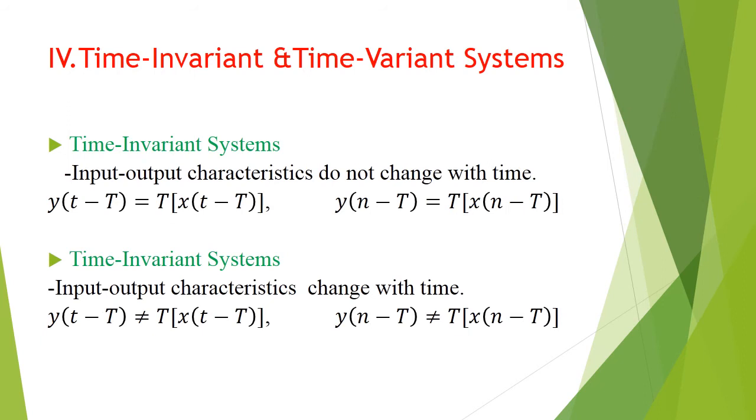The next type is time variant and time invariant systems. From the name itself we can understand: time variant means time varying, and time invariant means time does not vary. A time invariant system means the input output characteristics do not change with time. Here the output is delayed by time capital T and the input is also delayed by time capital T. This is for continuous time and this is for discrete time. A time variant system means the input output characteristics change with time. So if the input is delayed by time T, the output will not be equal to that input delay. So it is called a time variant system.